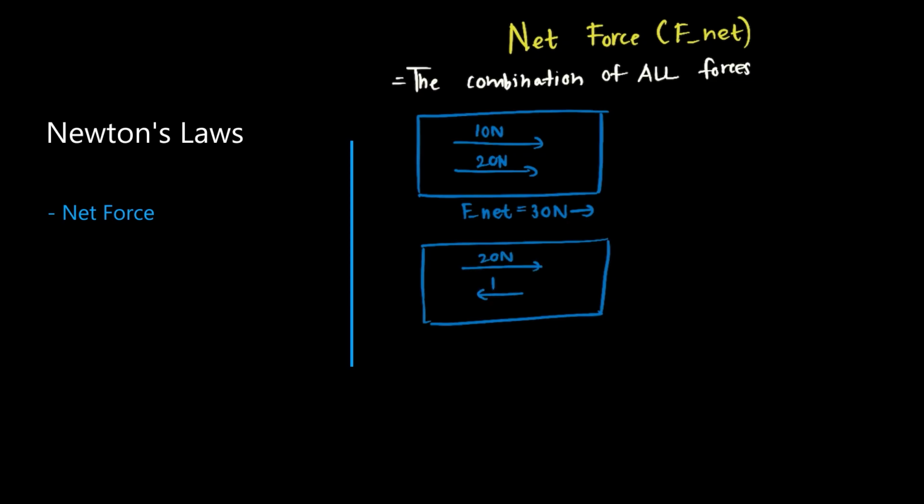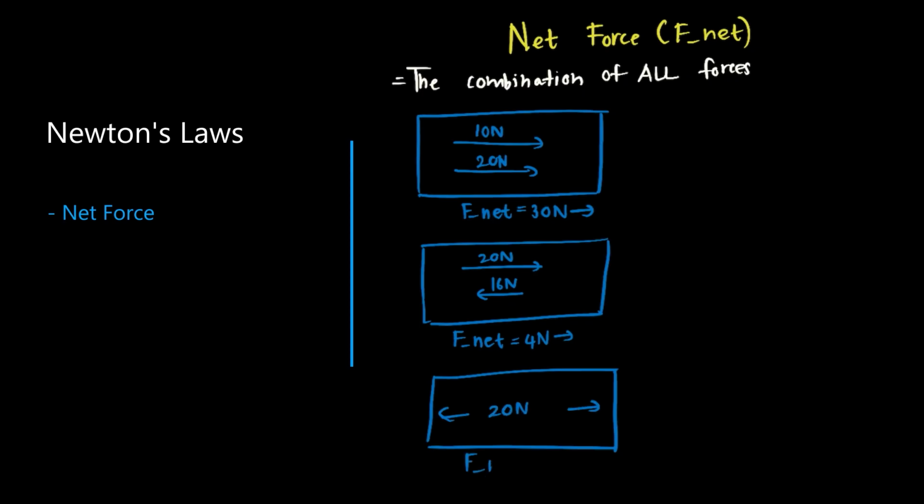If forces act in opposite directions, you subtract them. If you push the box with 20 newtons to the right, and your friend pushes with 16 newtons to the left, the net force is 4 newtons to the right, in the direction of the stronger force.